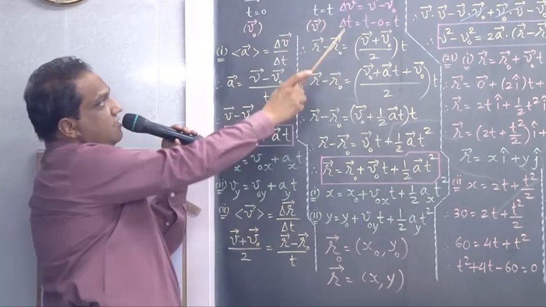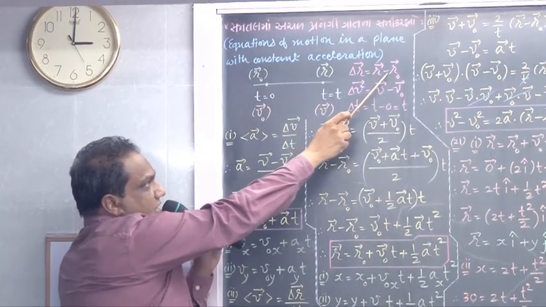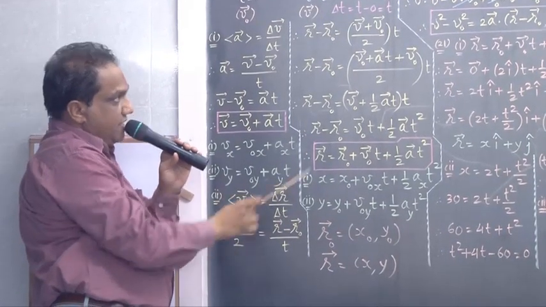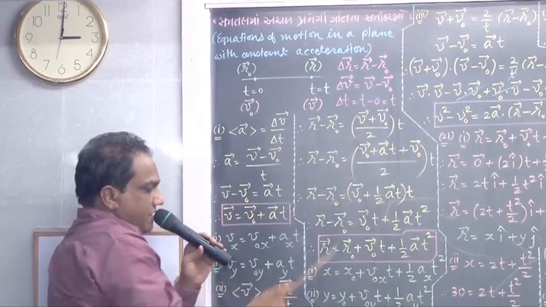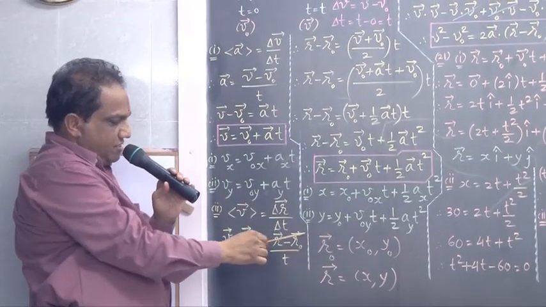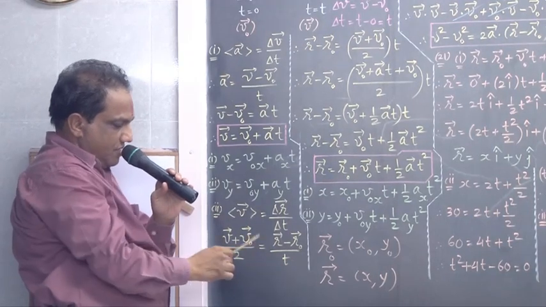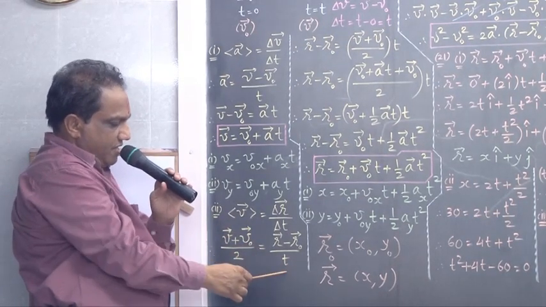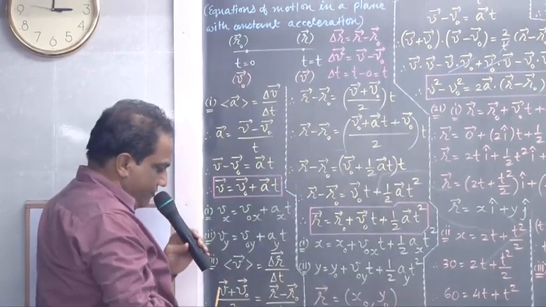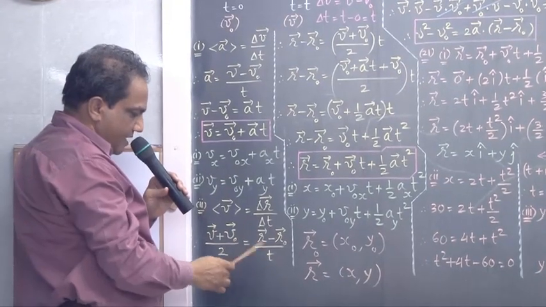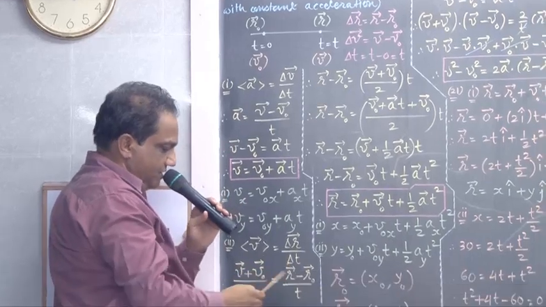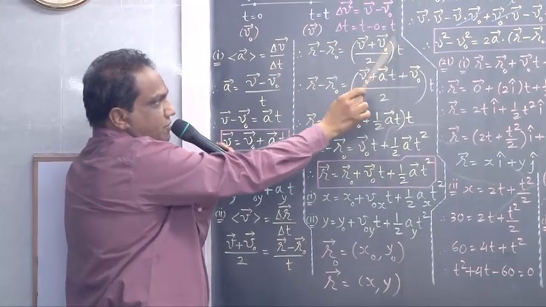What about vector delta r? It is vector r minus vector r0. Delta t is t. If you want to find this, transfer this t here and put this part in a bracket, into t. Vector r minus vector r0 is vector v plus vector v0 upon 2 in a bracket, and outside the bracket you multiply by t.